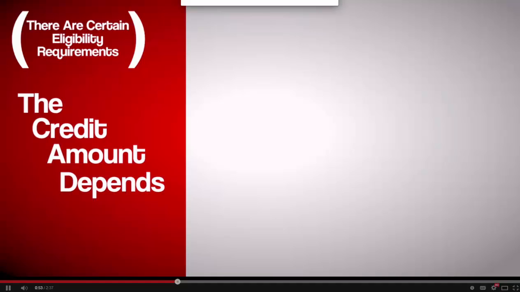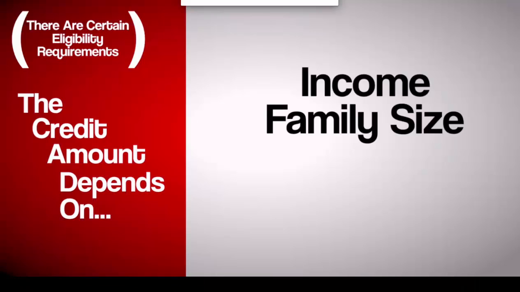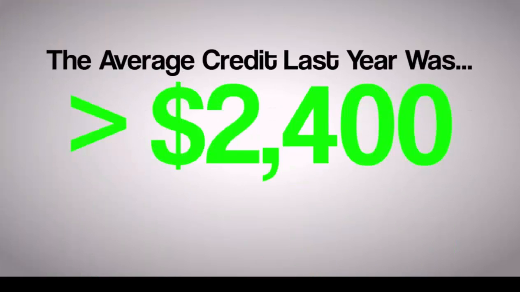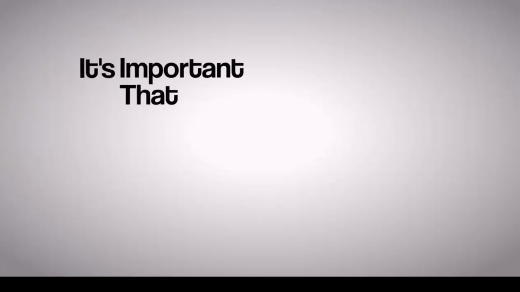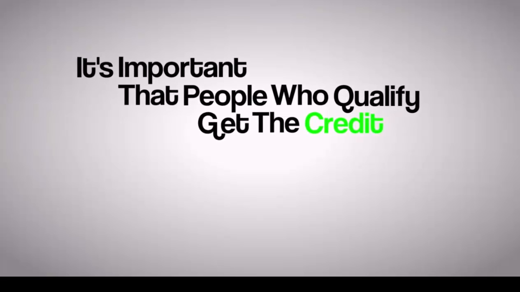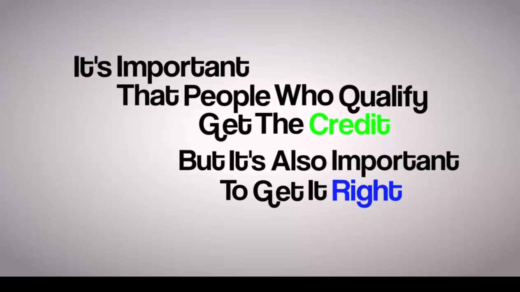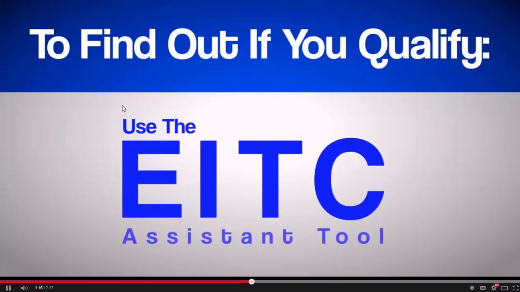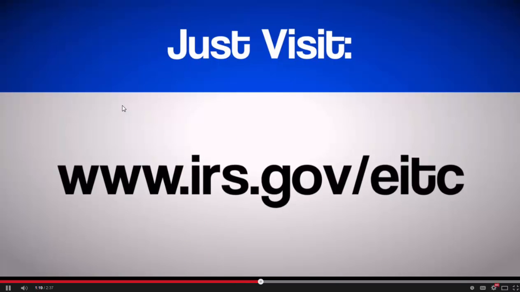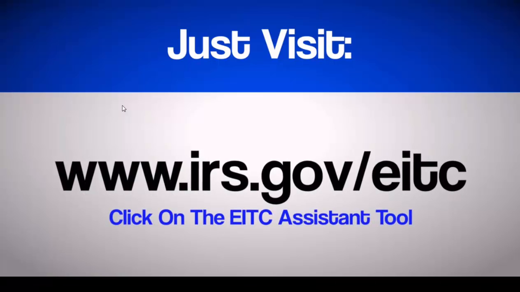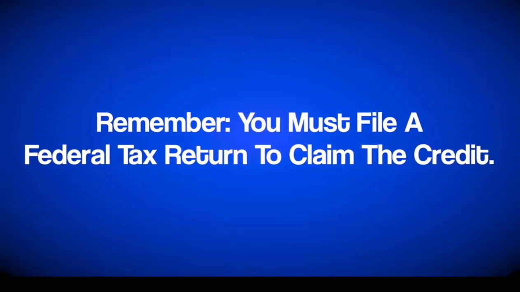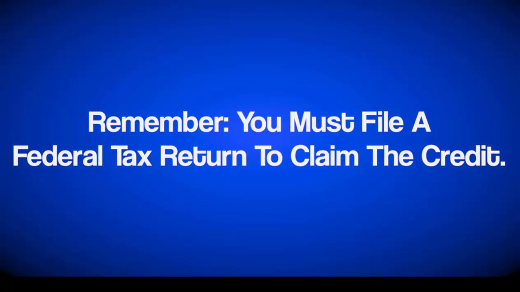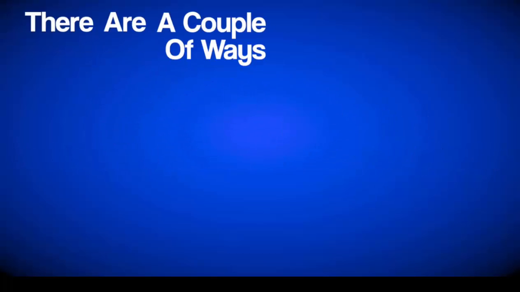There are certain eligibility requirements, and the credit amount depends on your income, family size, and other factors. The average credit last year was more than $2,400. It's important that people who qualify get the credit, but it's also important to get it right. To find out if you qualify, use the EITC Assistant tool. Just visit irs.gov/EITC and click on the EITC Assistant tool. Remember, you must file a federal tax return to claim the credit.